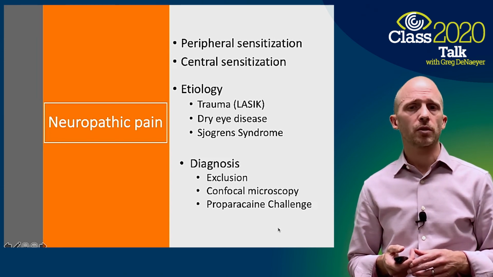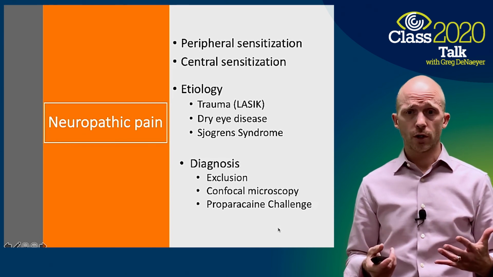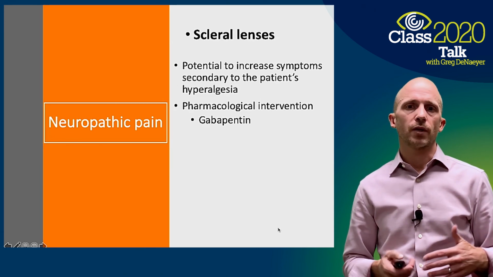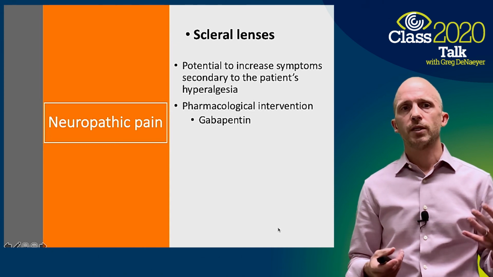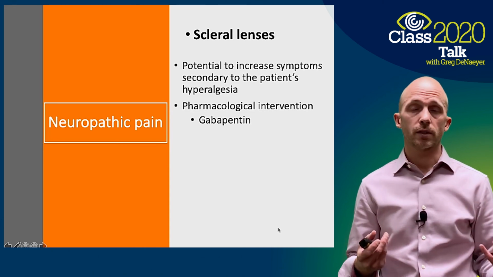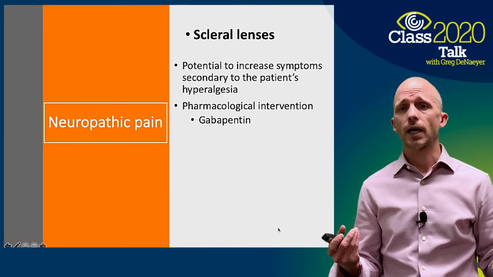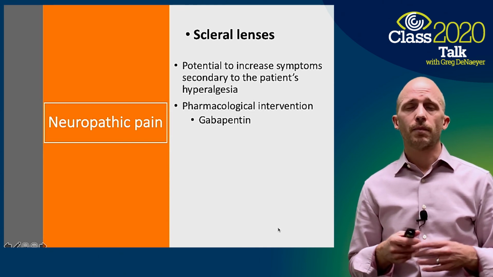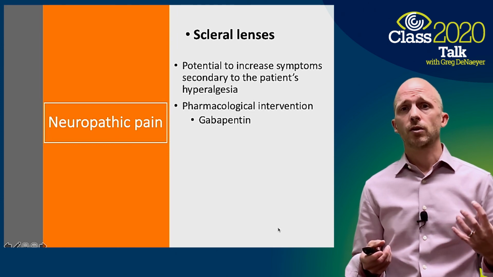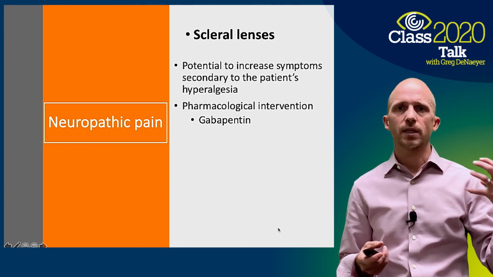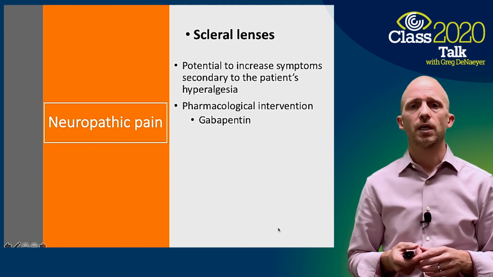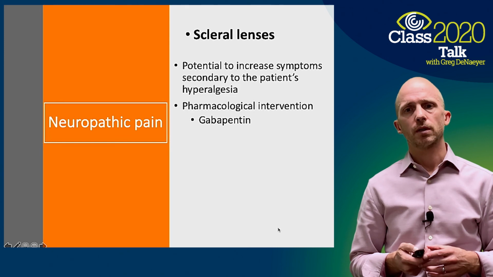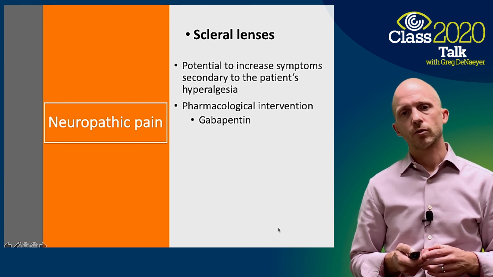Sometimes we can use confocal microscopy to look for inflamed nerves. We can do a proparacaine challenge to try to differentiate between peripheral and central sensitization. But one reason I bring this up is that you may be doing everything correctly to help manage a patient. The scleral lenses may work great, but the patient still is having a lot of trouble. So keep this on your differential list, because the patient can sometimes be so sensitive that a scleral lens will make them worse, because again, they're oversensitive to touch because of their hyperalgesia. And if you suspect this is the case, then the best thing to do is refer them out to an expert, and potentially the patient may need some oral pharmaceuticals for management.